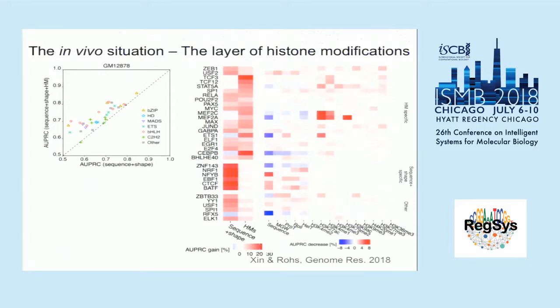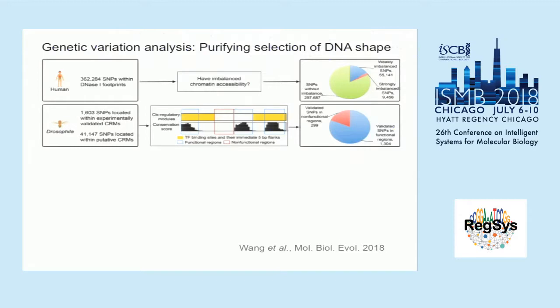We're showing here all the different sequence, shape, and histone modification patterns, and we could conclude that for some families the binding is dominated by histone modifications, probably by chromatin structure, and others are more responsive to sequence plus shape features. In the last study, we looked at SNPs.